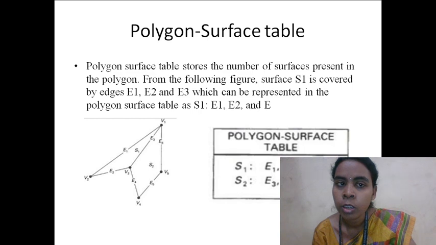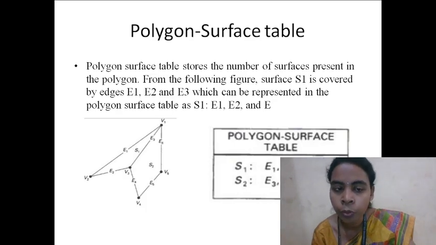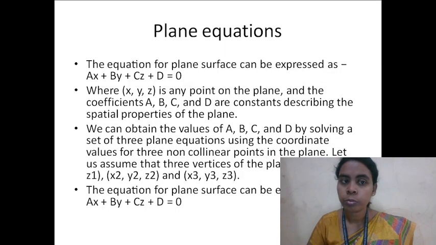The last one is the polygon surface table. The polygon surface table stores the number of surfaces present in the polygon. Here, the polygon surface table contains two surfaces, S1 and S2. Surface S1 is connected through edge 1, edge 2 and edge 3. Surface S2 is connected with edge 3, edge 4, edge 5 and edge 6.